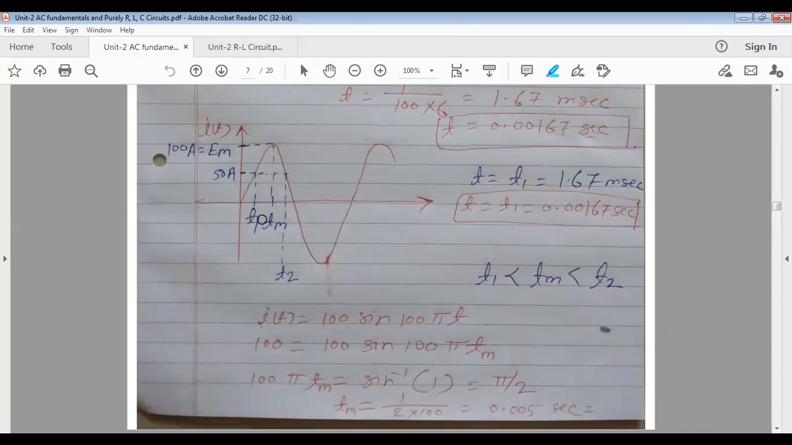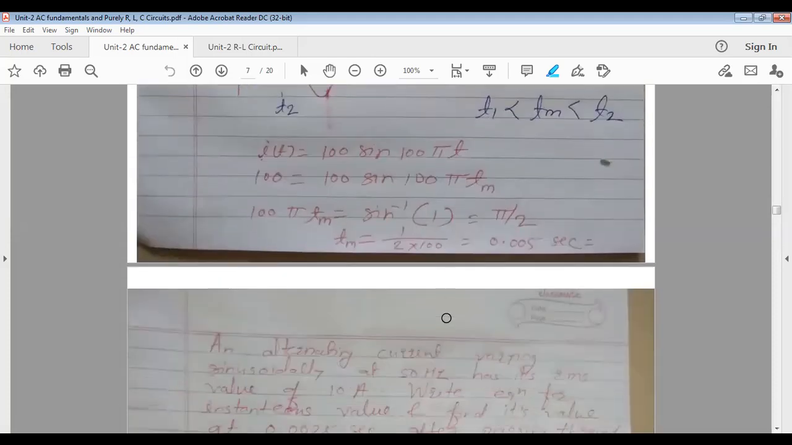So Tm we have calculated already. To it, just add this time difference, T2 minus Tm. Adding means what? Whatever the Tm you have, add to it this one difference, Tm minus T1. We know all the values. T1 value we know, Tm also we know, and then you can calculate T2 easily. Okay. This is also another option.